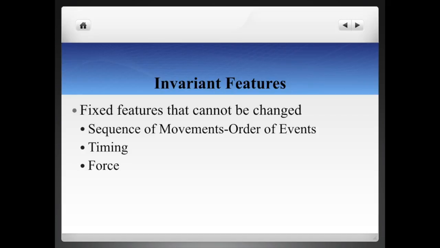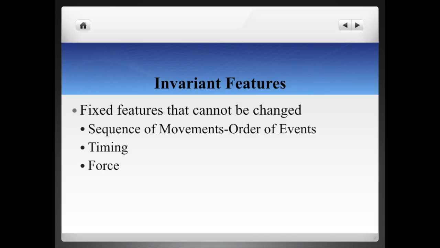Invariant features are fixed features that cannot be changed. These include sequence of movements, timing, and force. Sequence of movements, or order of events, simply stated, is that one action cannot happen before another action in the sequence of the movement. For instance, throwing a ball, you would need to initiate the movement and follow through for the movement to be complete.